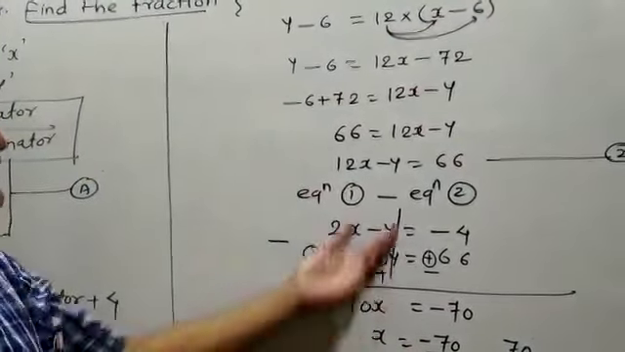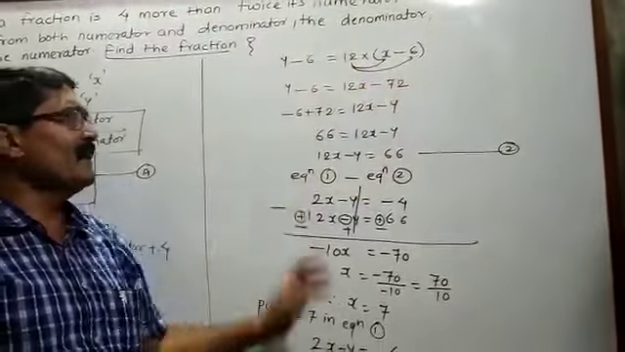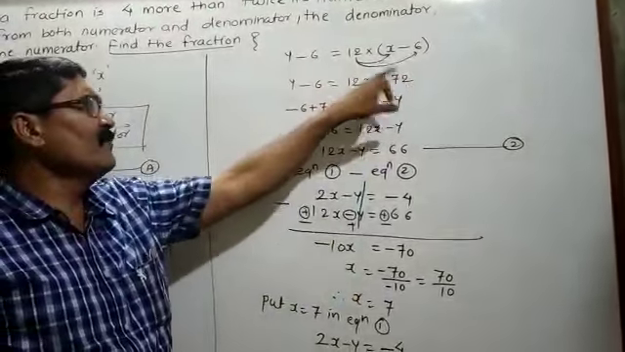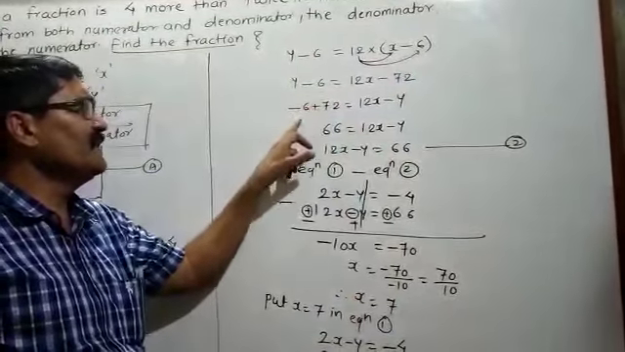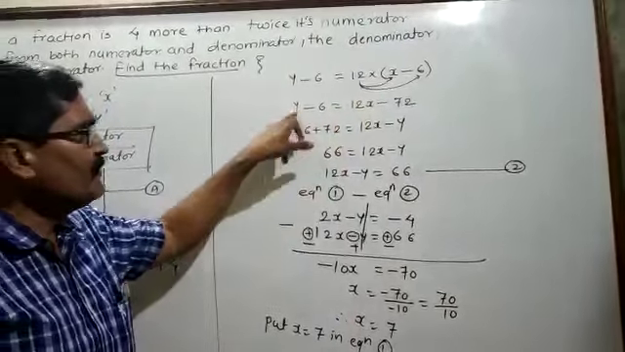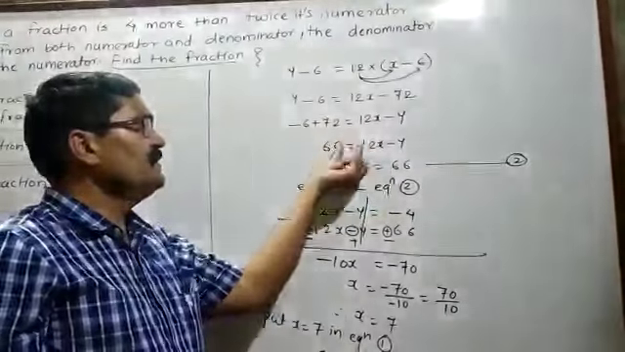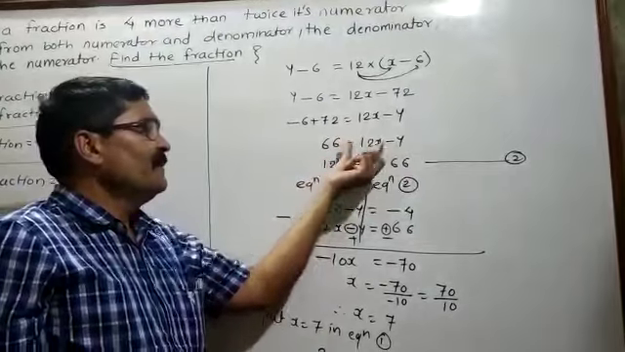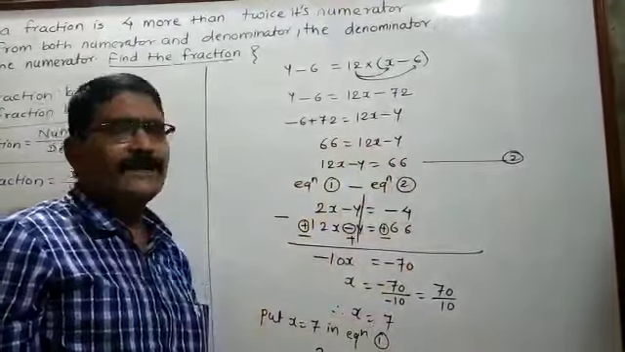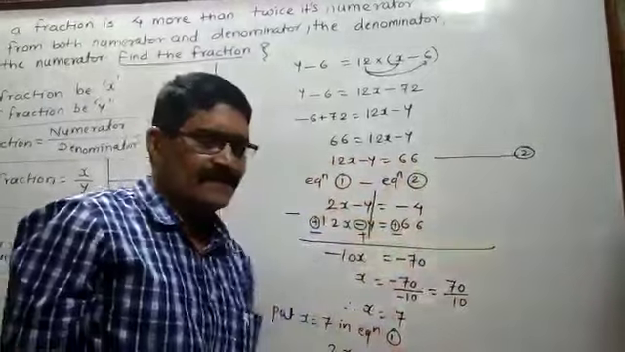Then you have to transpose the terms: variable terms on one side and the numeric terms on the other side. Minus 72 you transpose to this side, minus 6 as it is. Minus 72 becomes plus 72, and this plus y becomes minus y. From that we frame the equation: 66 is equal to 12x minus y. Left side right and right side left you write. Then 12x minus y is equal to 66. This is the second equation.